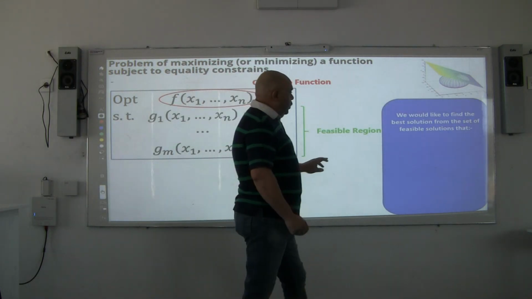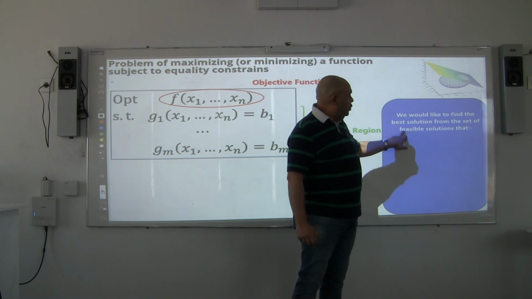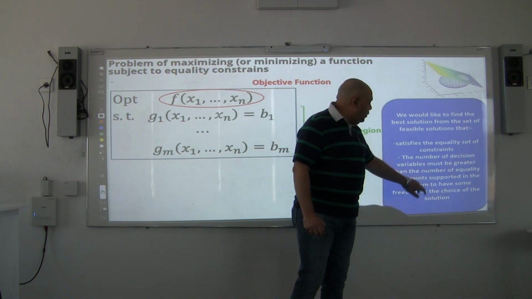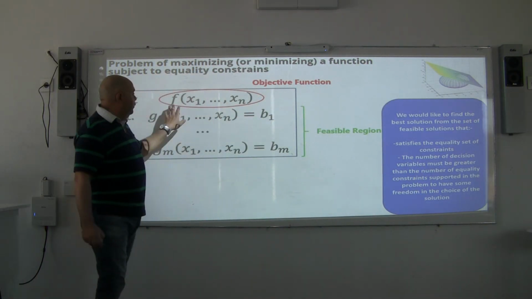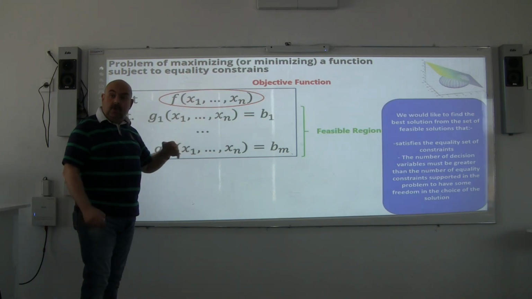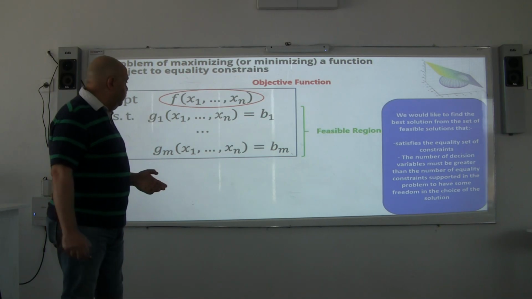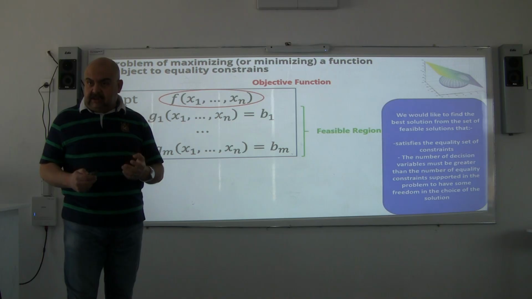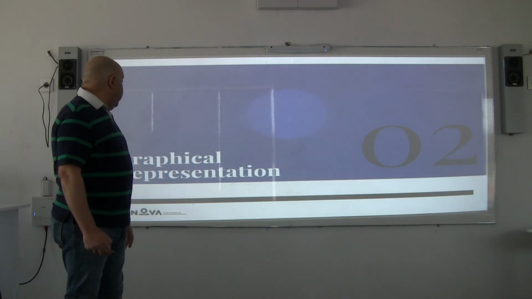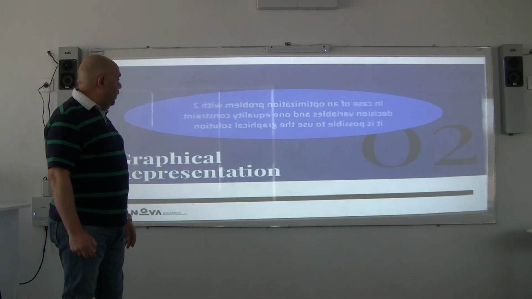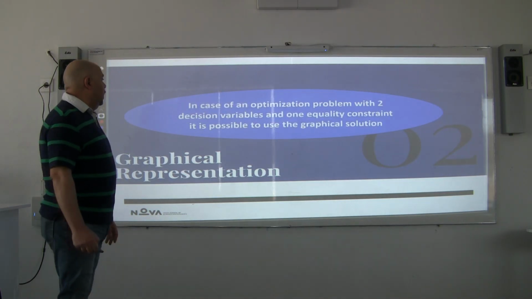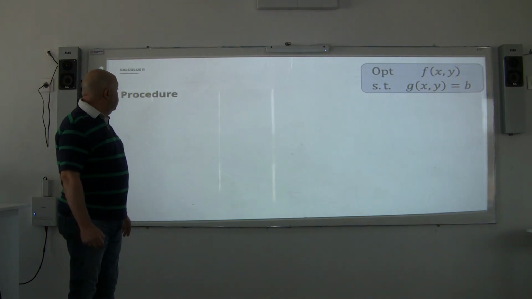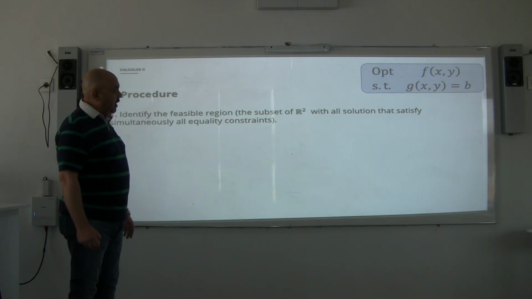So in general, we would like to find the best solution from the set of feasible solutions that satisfy the equality constraints. The number of decision variables, meaning x1, x2, x3, or x, y, and z, must be greater than the number of constraints in order to give flexibility or alternatives in reaching our solution. A graphical representation is available for some problems: with two decision variables and one constraint, it is possible to have a graphical solution.